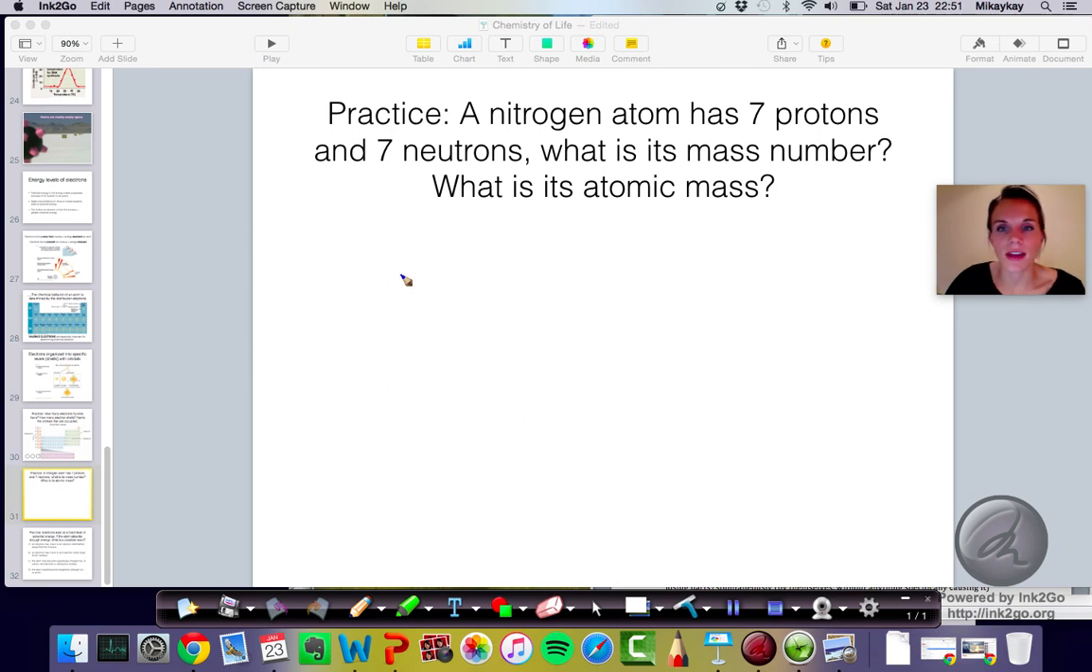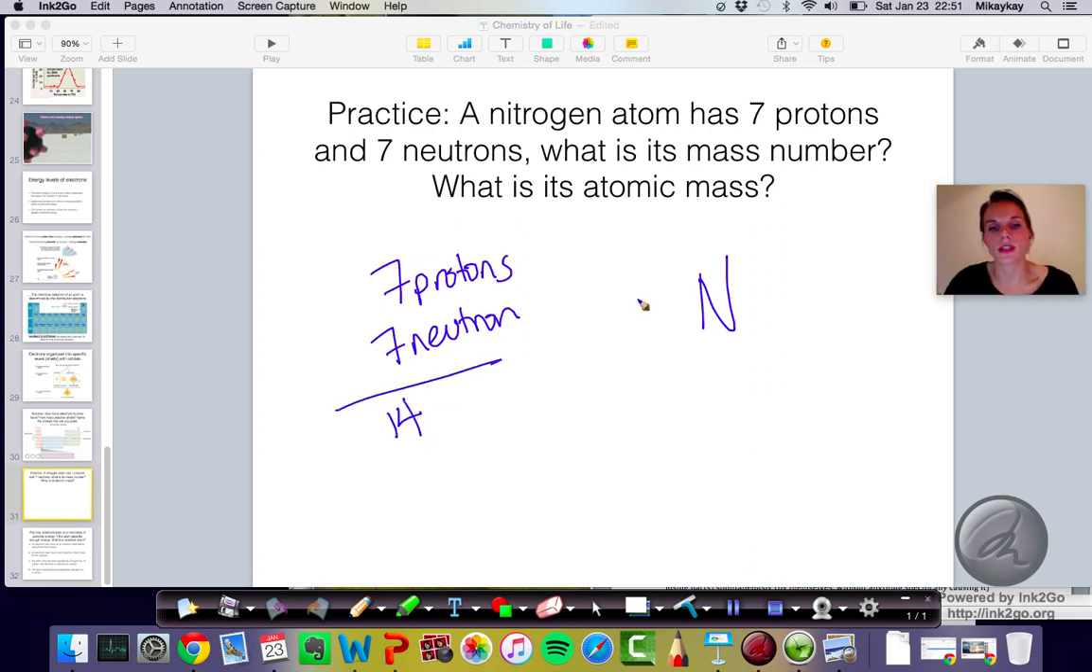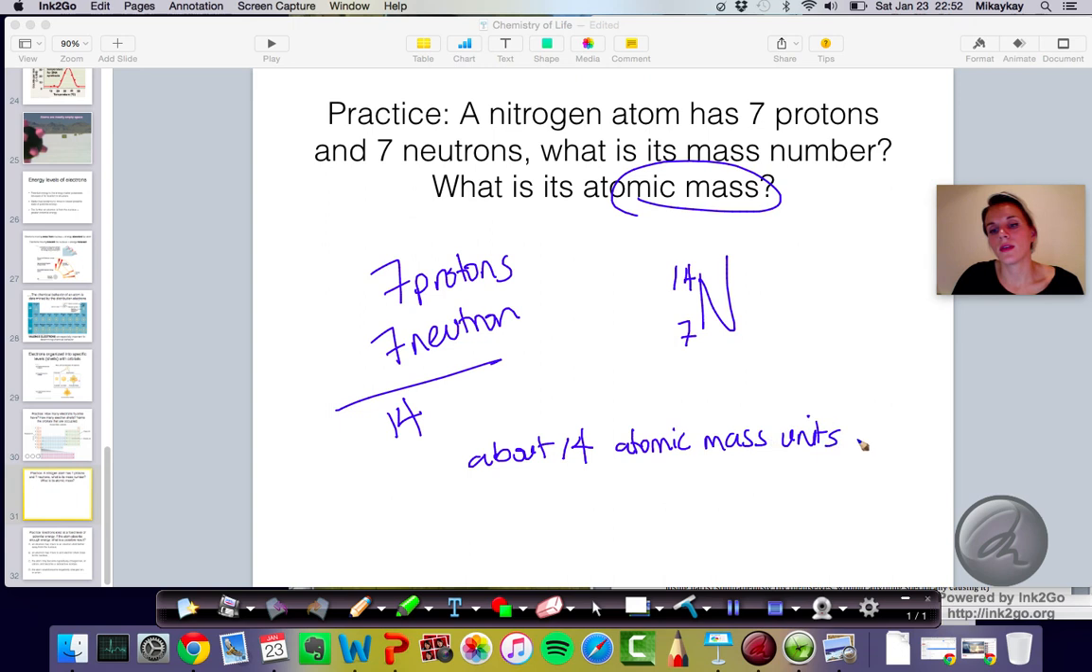So here we have a nitrogen atom, and it has 7 protons, and it has 7 neutrons, right? And so its mass number would be 7 and 7, which would give us 14, right? And it has 7 protons, and its atomic mass would also be 14, but it would be a decimal, right? So I could use my periodic table to look up exactly what the atomic mass is, but it would be about 14 atomic mass units or daltons. Something like that, right? And our mass number would also be 14 daltons or atomic mass units.